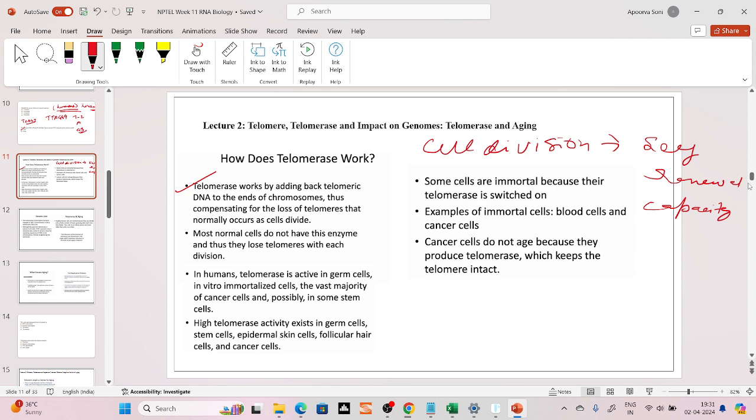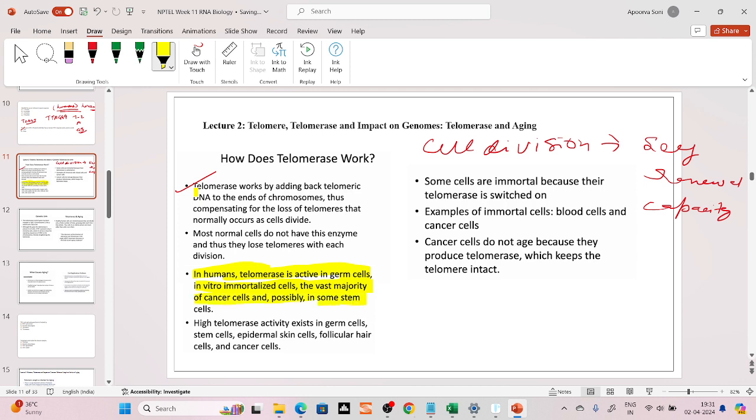And what decides the number of cell divisions? Telomeres. If the telomeres are present, then only it is able to divide. Otherwise, it will get exhausted and it will die. So mostly cells do not have this enzyme, or the enzyme is not expressed, and they lose telomeres with each division. In humans, telomerase is active in germ cells, in vitro immortalized cells, and the vast majority of cancer cells, and possibly in some stem cells. This is an important point. Remember where all this telomerase is active in humans.